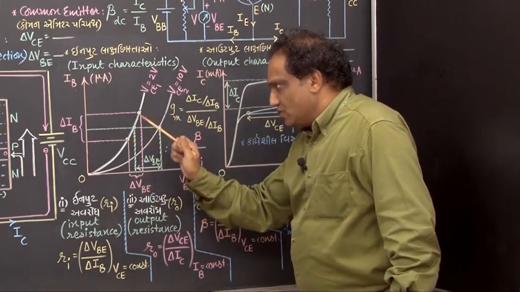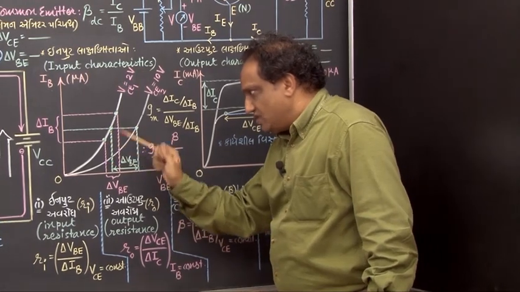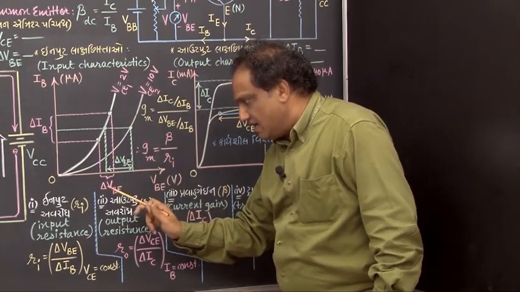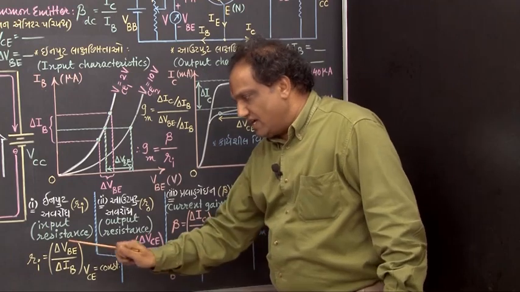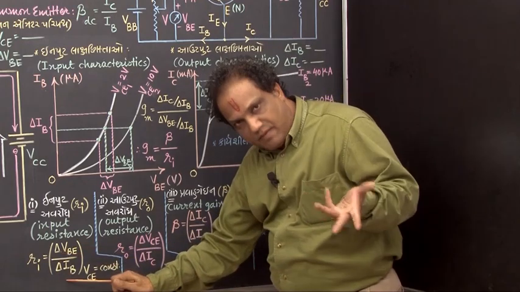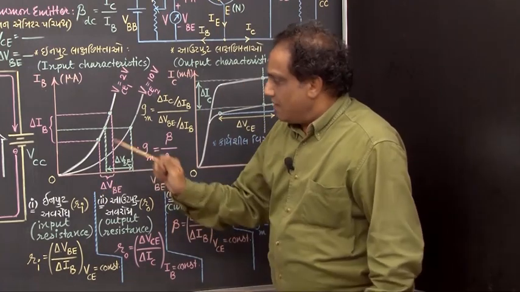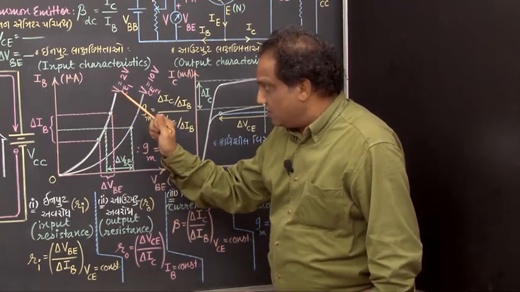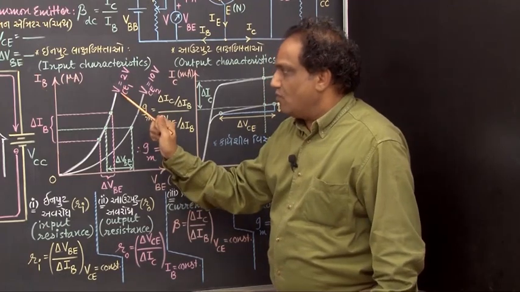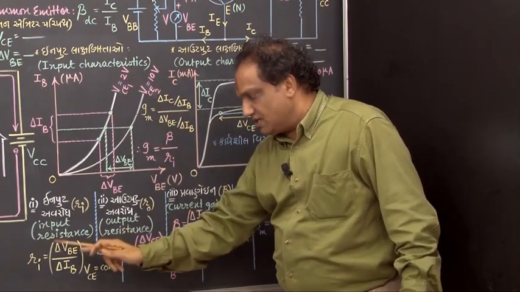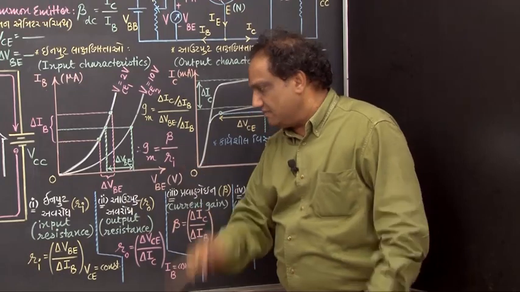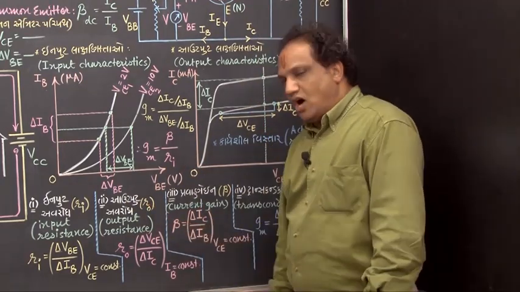Similarly, corresponding to the same 2 points, you can find out the change in input voltage, that is delta VBE. Once you know delta VBE and delta IB, you can take the ratio and find out the input resistance. And because both the points are taken on the same curve for which output voltage is constant, this condition is satisfied, correct? Fine. Then how to find out output resistance?